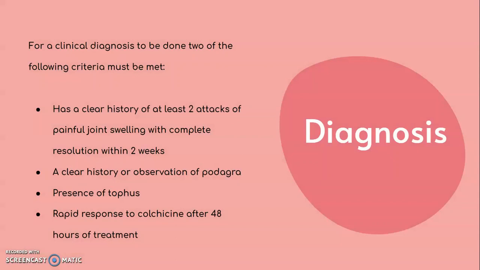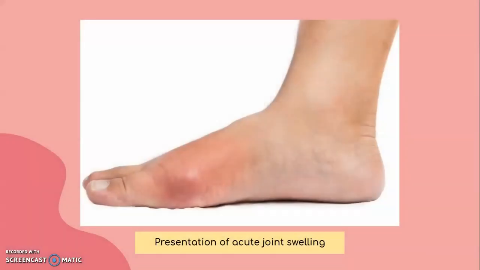Alright, moving on to the diagnostic criteria for lab investigation. Two of these criteria must be met for a clinical diagnosis to be made. The patient must either have a clear history of at least 2 attacks of painful joint swelling with complete resolution within 2 weeks, a clear history or observation of podagra, presence of tophus, and or rapid response to colchicine after 48 hours of treatment. Alright, this is a picture representing the acute joint swelling.